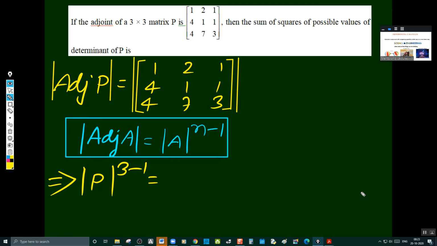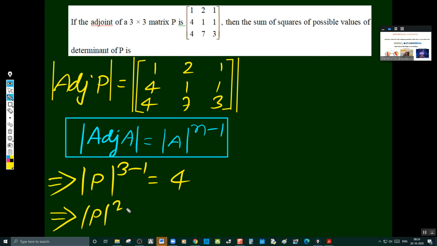So 4. So the determinant of the adjoint would be 4 squared. Sir, the adjoint's determinant will be 16. No, beta, this is nothing but 4. What is the value you got? You tell me. Yes, no, I took 4 for the determinant, only that.